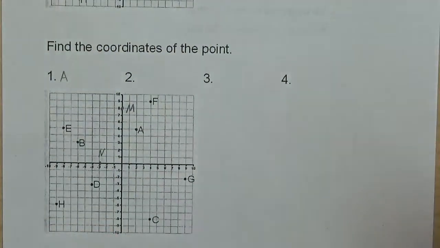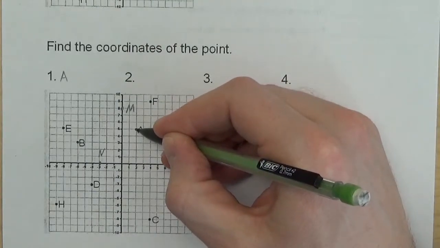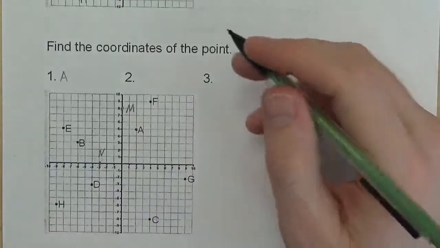So the first one is A. So find A on the coordinate plane there. Now there's a couple different ways to find this. I'm going to do, for 1 and 2, I'm going to do one way, and for then 3 and 4, I'll do it a different way.